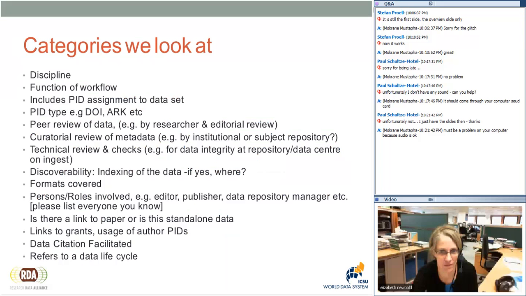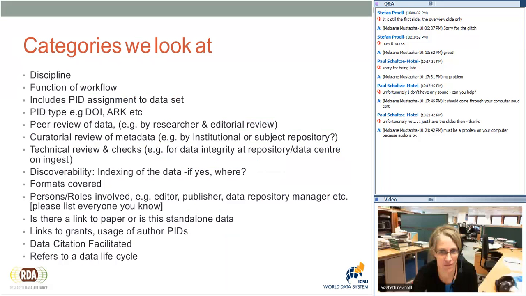Okay, very good. Thank you, Catherine. There's a new question by Wendy Kozlowski. Hi, is this workflow study primarily happening at the point of journal article editorial work? Elizabeth. No, definitely not. This is not all about journals.